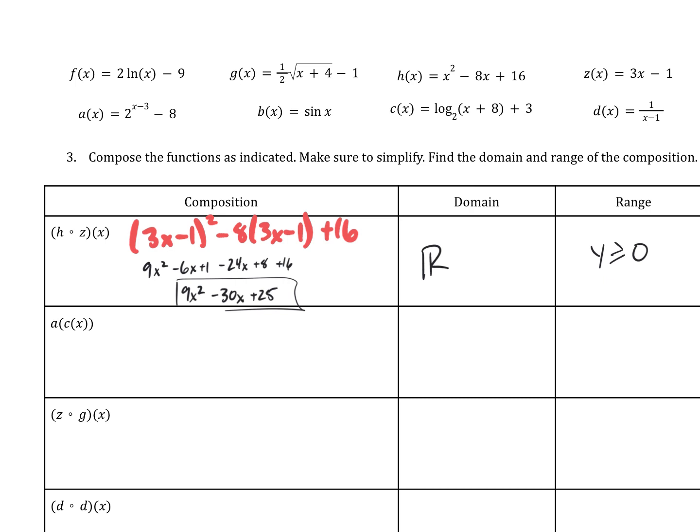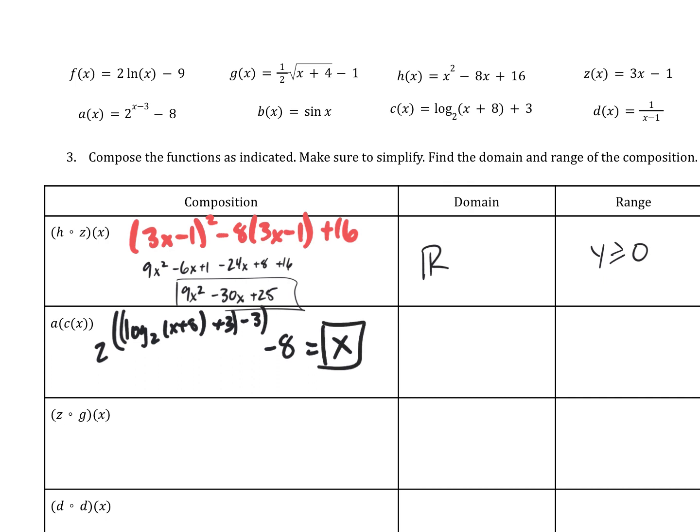Okay, a composed with c of x, so I'm putting c of x into a of x. So here we go. C of x is log base 2 of x plus 8 plus 3, but I'm putting that into a of x, so it's like 2 to the all of that minus 3, right? Minus 8. Thing is, when you simplify all this stuff, you're going to end up with just x because these two functions are inverses of one another.